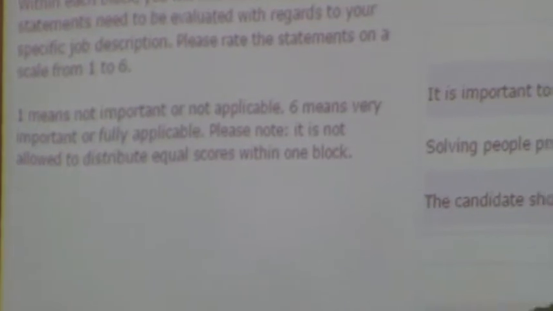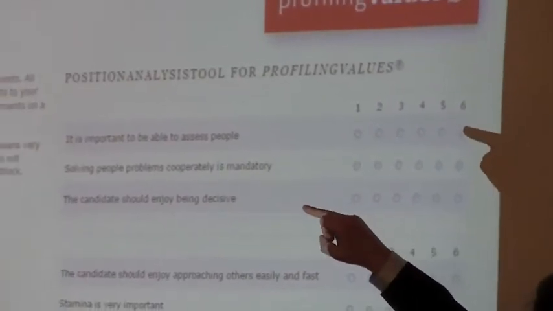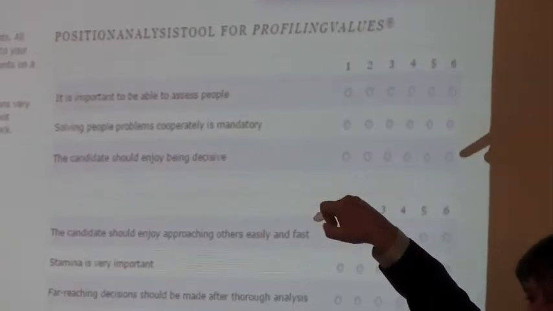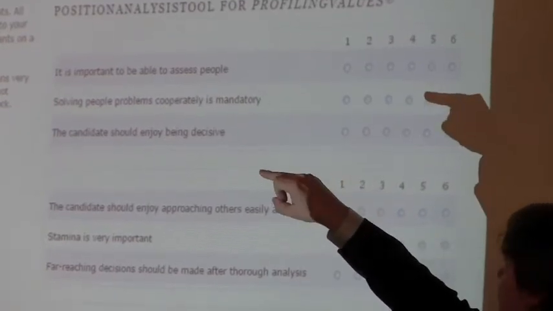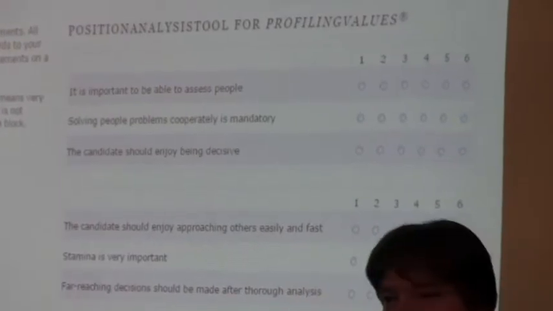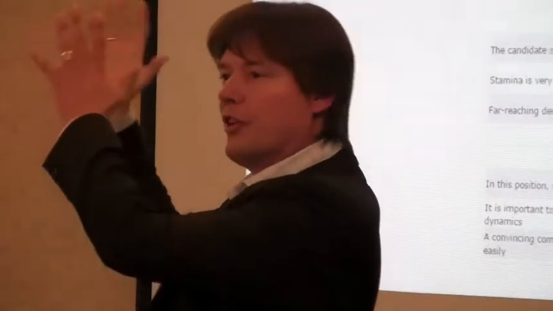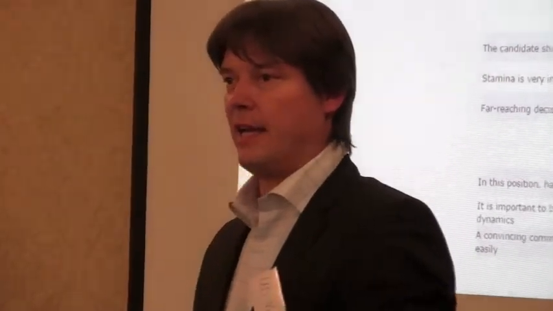Please note, it is not allowed to distribute equal scores within one block. So if I put here a 6, the other 2 cannot be a 6. It must be a 5 and then a 4, or a 4, 5, 6, or whatever. This prevents the client from moving all scales up, saying I want everybody high on every scale. And in business, most of the time it's like that. They're looking for this Renaissance person, and then they find one, and the person will say, what kind of job is this?